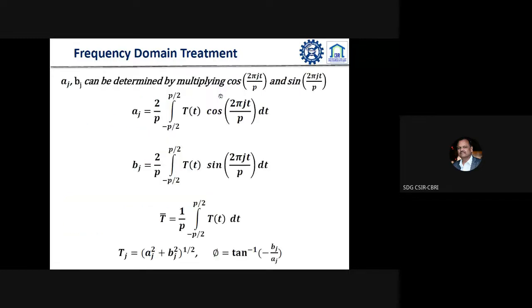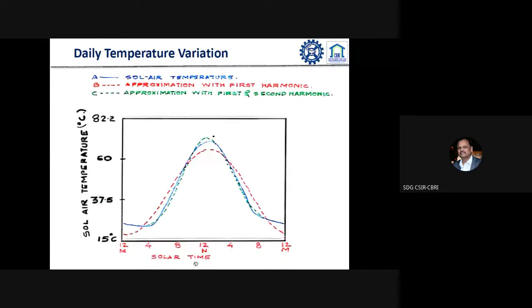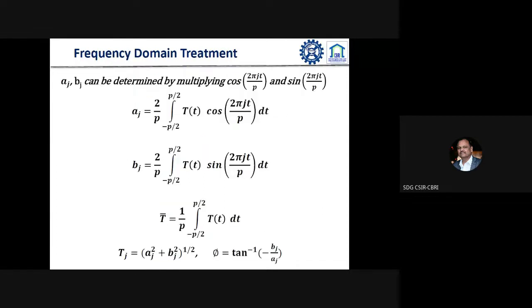I will not go into detail with respect to the equations; I will quickly go through them. We have to solve those equations and find the values. After the solution, we can find these values: A_j we can get with this, and B_j we can get with this.